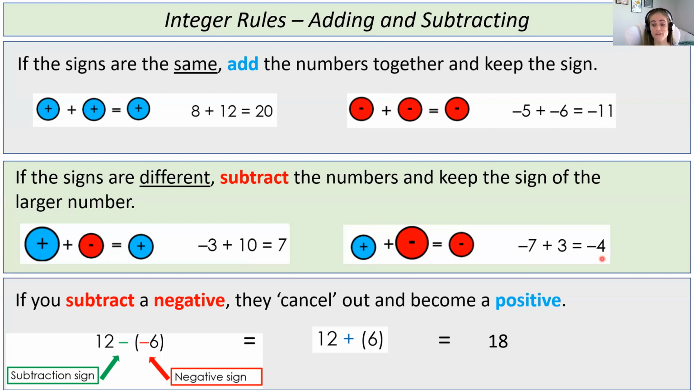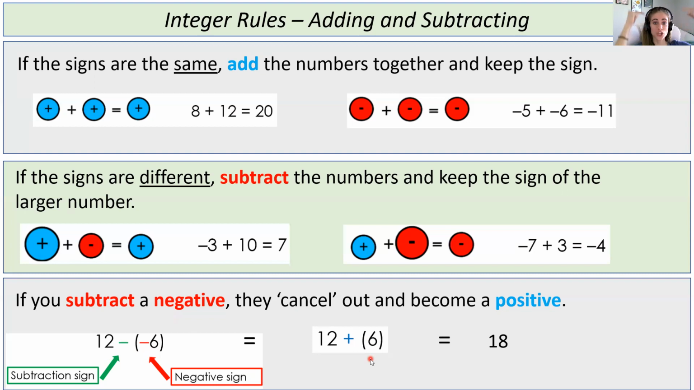All right, let's go to our final rule. And that is, what do we do if we notice that we are subtracting a negative? Well, when we subtract a negative, that's a double negative. So just like you can't use double negatives in English, they cancel each other out and become a positive. So here we have 12 minus negative 6. That double negative is going to become a positive. So your 2 negatives come together and become a plus sign, a positive. So we have 12 plus 6.